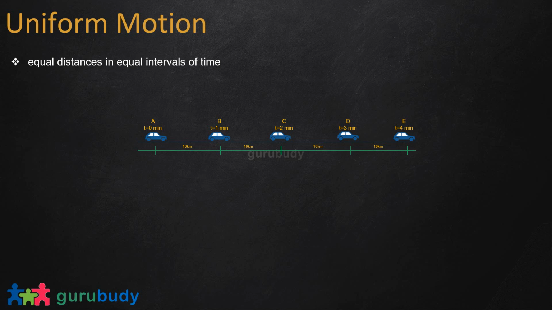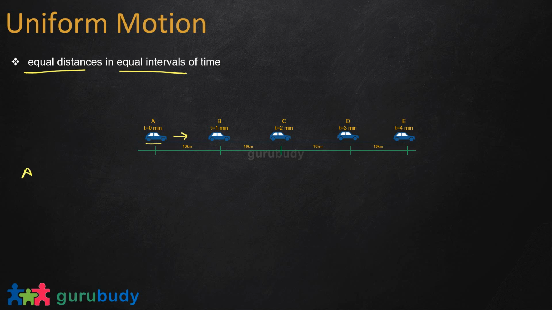Uniform motion is any motion in which you have equal distance in equal intervals of time. This equal distance in equal intervals of time is a characteristic of any uniform motion. Let's understand this with an example. Look at this car, traveling in this direction, going from A to B to C to D to E. Let's look at this motion.